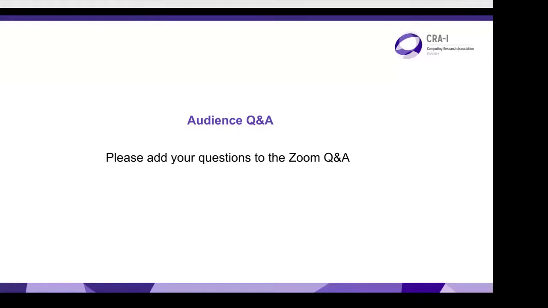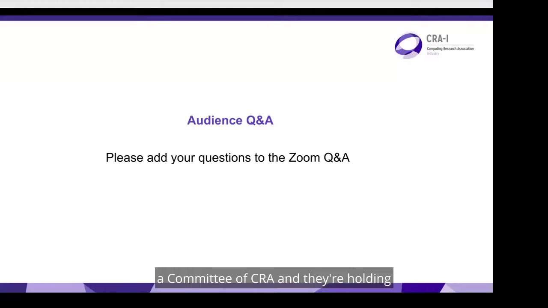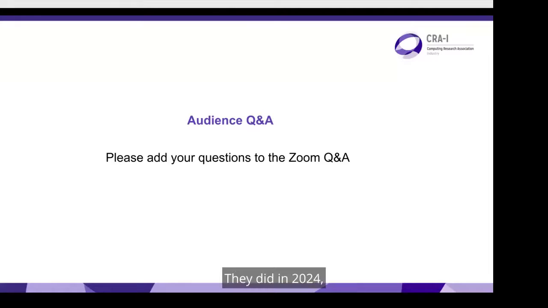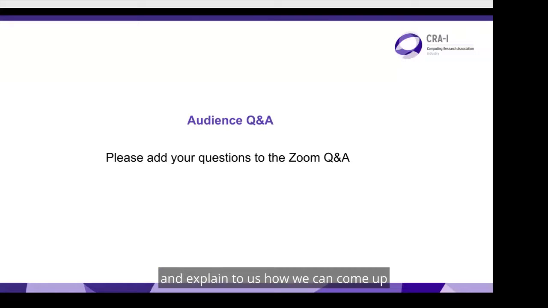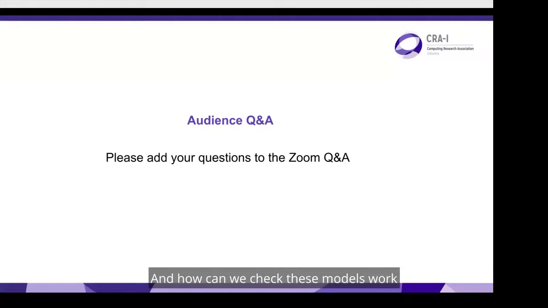Great, thank you. And yes, as you think of these questions, please add them to the Q&A. We have another question from a colleague at CCC. CCC is the Computing Community Consortium, a committee of CRA, and they held a panel on generative AI in scientific research at AAAS in 2024. One of their panelists talked about how AI can generate new proteins that humans could not have even thought of, either because we are not smart enough or because we don't have the capacity to access every data point at the same time. So how do we make these models show their work, and explain how they come up with these answers when they've considered millions of data points at the same time? And how can we check these models' work when we aren't capable of processing all the data ourselves? Does anybody want to take that?